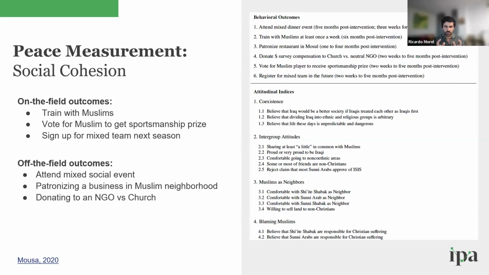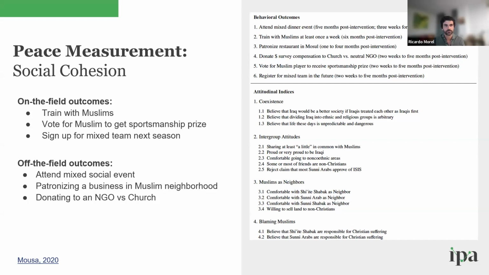And when I say pitch, I think I forgot to mention that the intergroup contact programming was about football or soccer. In one group, there were mixed teams, and in the other group, there was just one religion team, in this case, only Christians. And you will see here their willingness to train with Muslims, the willingness to vote for a Muslim player for a prize, or the willingness to attend a mixed religious event, or to go out and eat in a restaurant in a Muslim neighborhood, as well as some attitudinal indices regarding the perceptions of Christians towards the Muslim community.